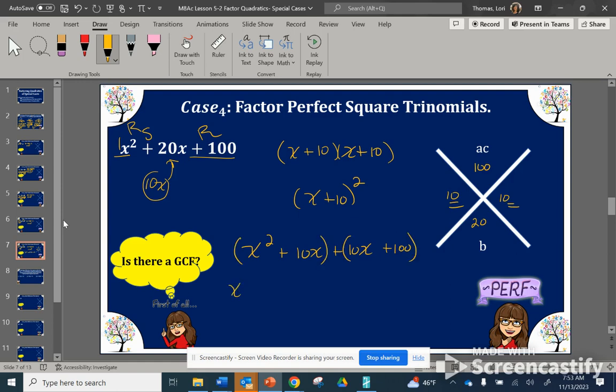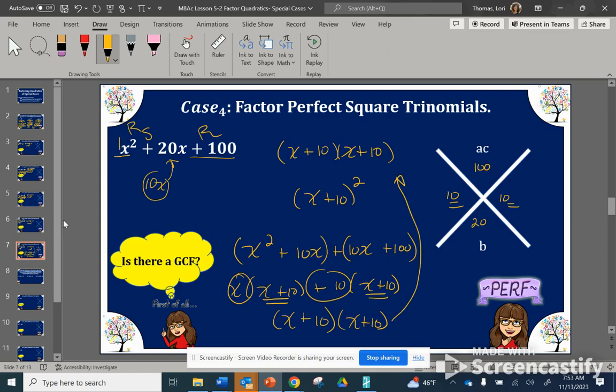I factor out the GCF, and then the GCF. And then I would take the GCFs of each term and then times the common or shared term. And here we have the same answer. So either method works.